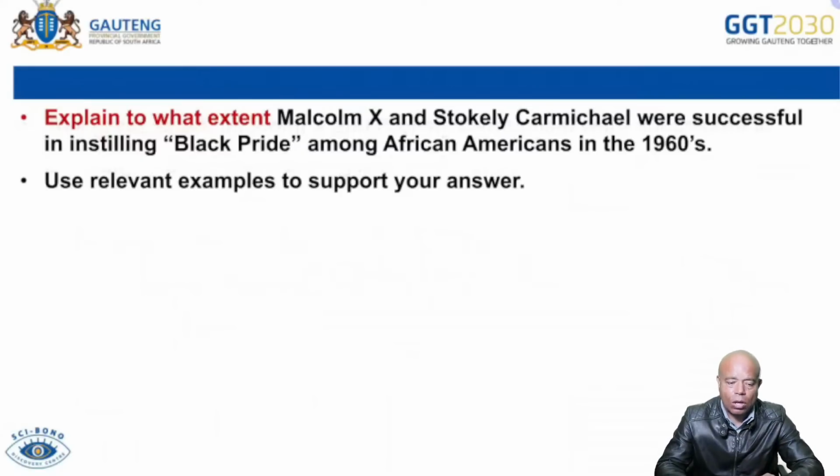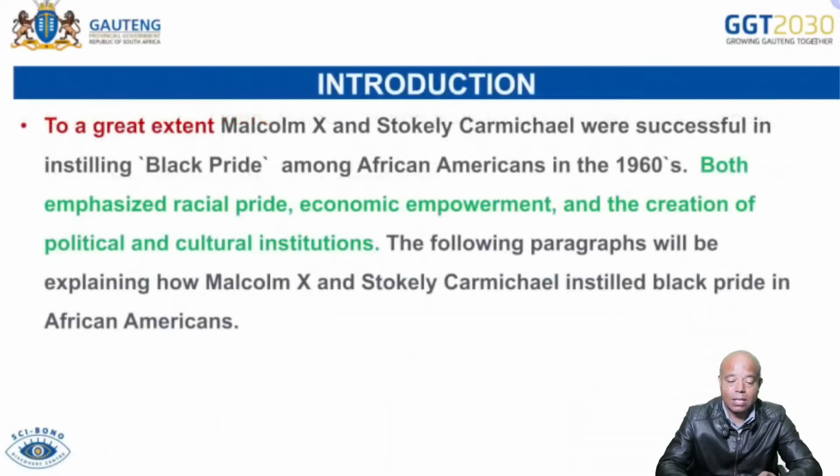Now let's look at the question quickly. Explain to what extent Malcolm X and Stokely Carmichael were successful in instilling black pride among African Americans in the 1960s. Use relevant examples to support your answer. Let's look at the introduction. To a great extent, Malcolm X and Stokely Carmichael were successful in instilling black pride among African Americans in the 1960s.